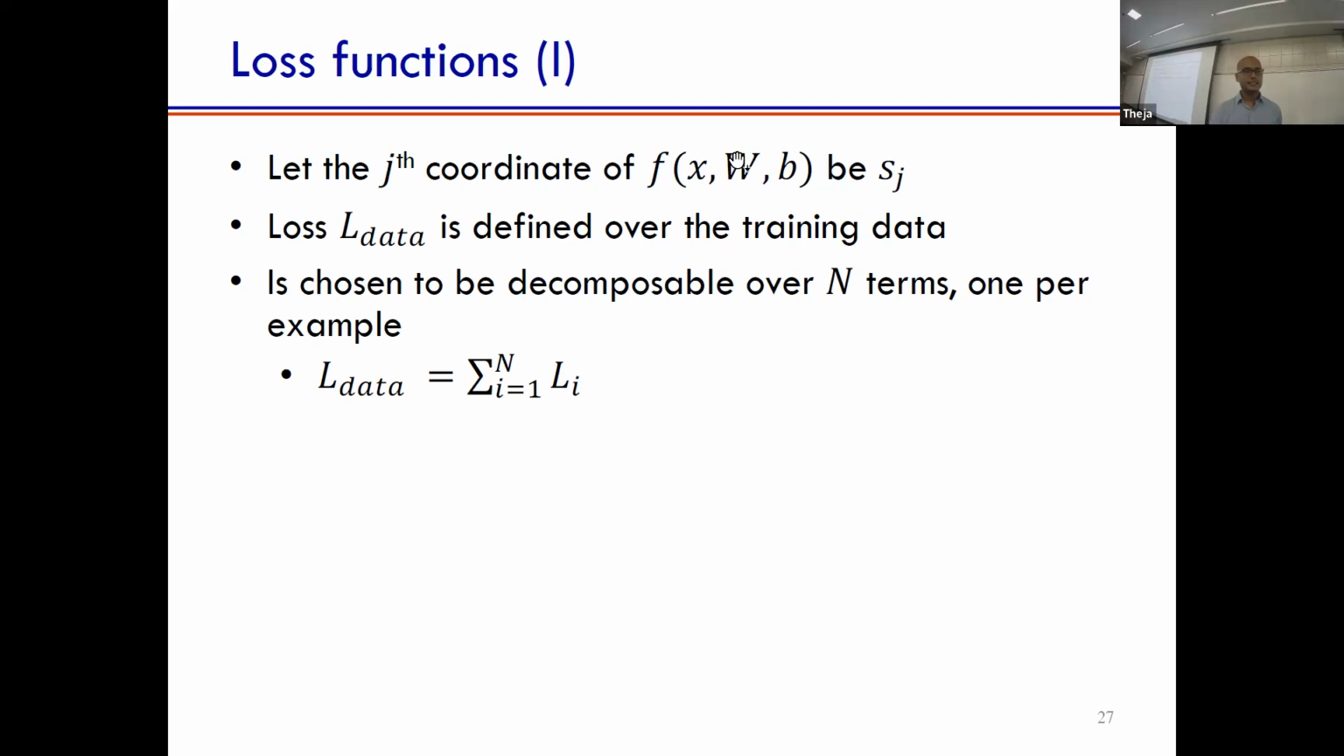For that, let's stick with the narrative that this function f produces scores. Since we're in a classification setting, let's say 3 classes, it produces 3 scores. The score in the jth coordinate, let's call it Sj, so S0, S1, S2. We're going to use this f to define the loss function, which is the quality of our current parameter choices.